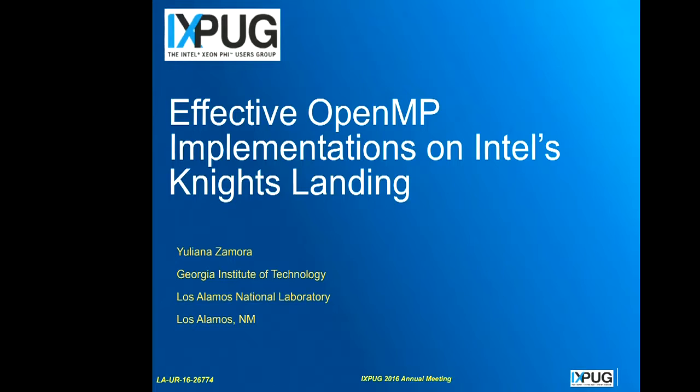Hi everyone, I'm Juliana Zamora. I work at Los Alamos National Lab, and I'm also a grad student at Georgia Tech. Today I'll be talking about effective OpenMP implementations on Intel's Knights Landing. First, I'll talk about high-level OpenMP and the differences between that and conventional OpenMP, and why not MPI everywhere? I always get this question. Then we'll talk about the best of both worlds, and future work and insights on what I was able to see working on this for a few months, and how I was able to get performance increases.